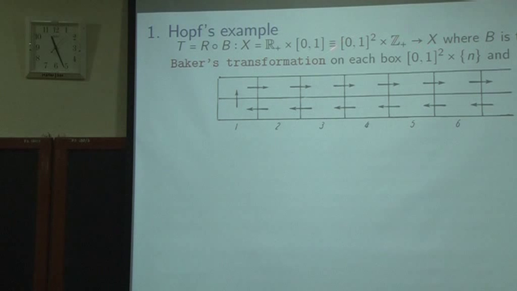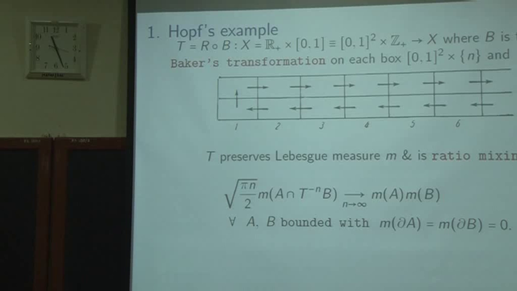And that's the transformation. As you can see, it kind of looks like a Markov chain. And in fact, it is isomorphic to the simple random walk on Z plus with a reflecting barrier at 0. Okay, so Hopf proved this preserves Lebesgue measure. It has a ratio mixing property: you take the measure of A intersect T minus N B, multiply it by root N and a constant, and then you get convergence to the right thing, for Riemann integrable sets. That's what Hopf proved in this book.